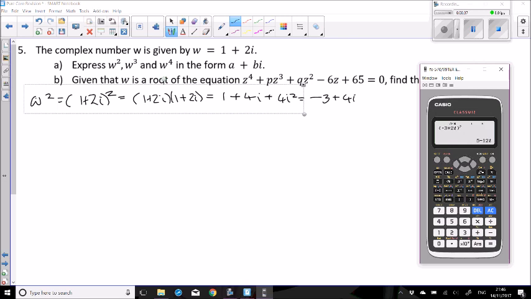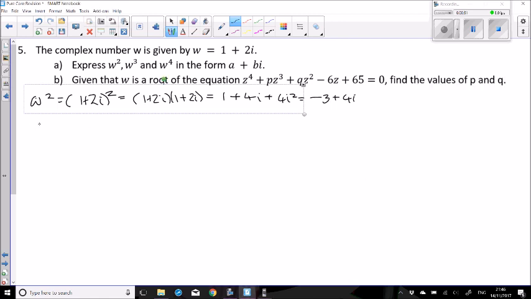Okay. Now, we can check this, obviously, in the calculator, (1 plus 2i) squared. There we go. Right, say we then wanted w cubed, we can use our answer to help us. So that's 1 plus 2i times w squared, which we've already worked out. So however you multiply that out, it's going to be -3 take away 6i plus 4i plus 8i squared.